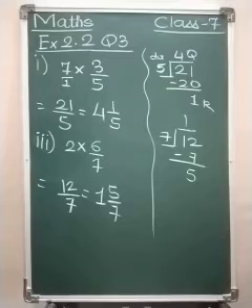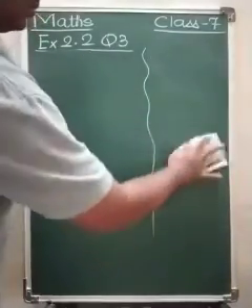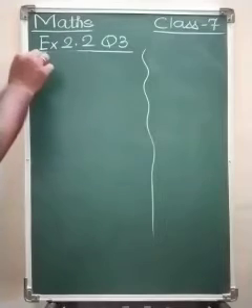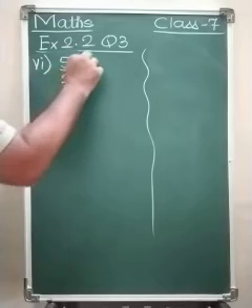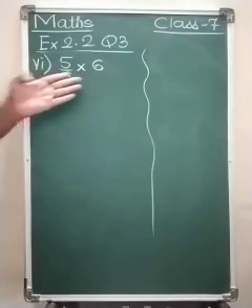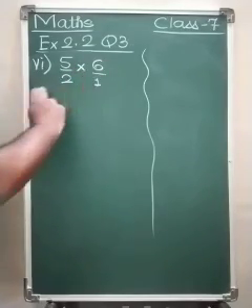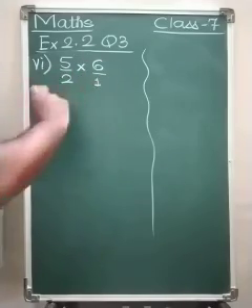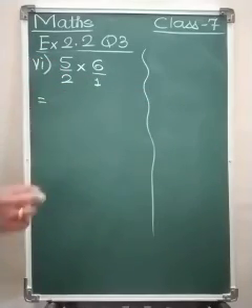Let us solve the sixth sum. 5 upon 2 multiplied by 6. Now there are two ways to solve this question. Here we can see that 6 is there, so the denominator will be 1. Here we can see that 2 and 6 have common factors, so we can reduce it here also, but I will show that afterwards. First we will solve it in our conventional way.